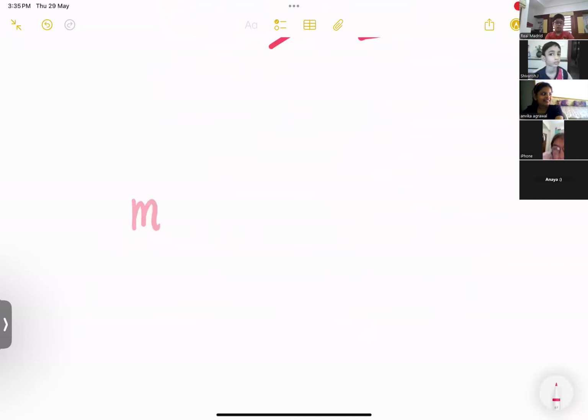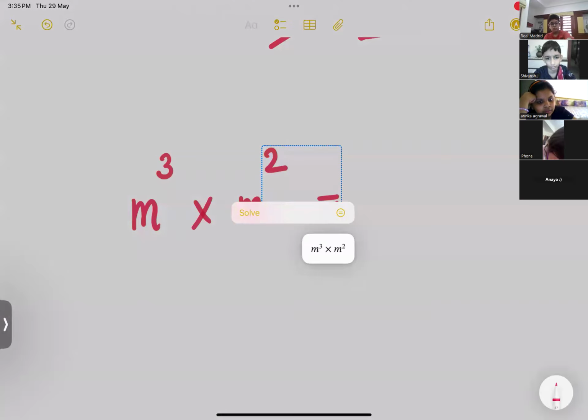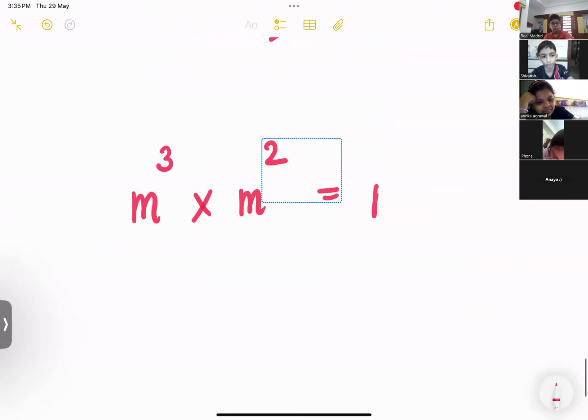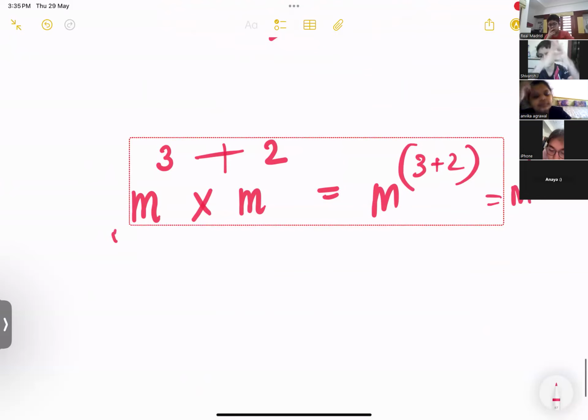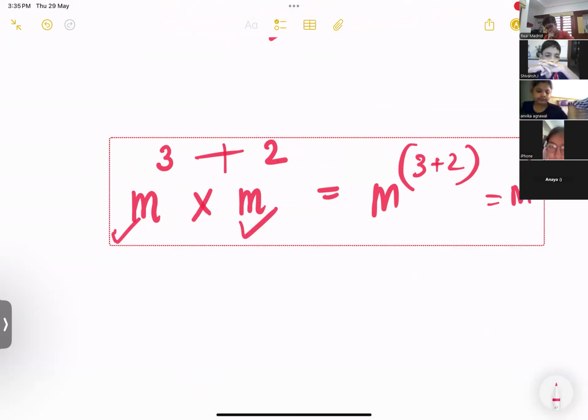Suppose I have m to the power of 3, and I multiply it by m to the power of 2. What did Manit do? You multiplied 3 times 2, but no, the powers get added: 3 plus 2, so m to the power of 5. If the variables are the same, whatever powers you see, they get added.